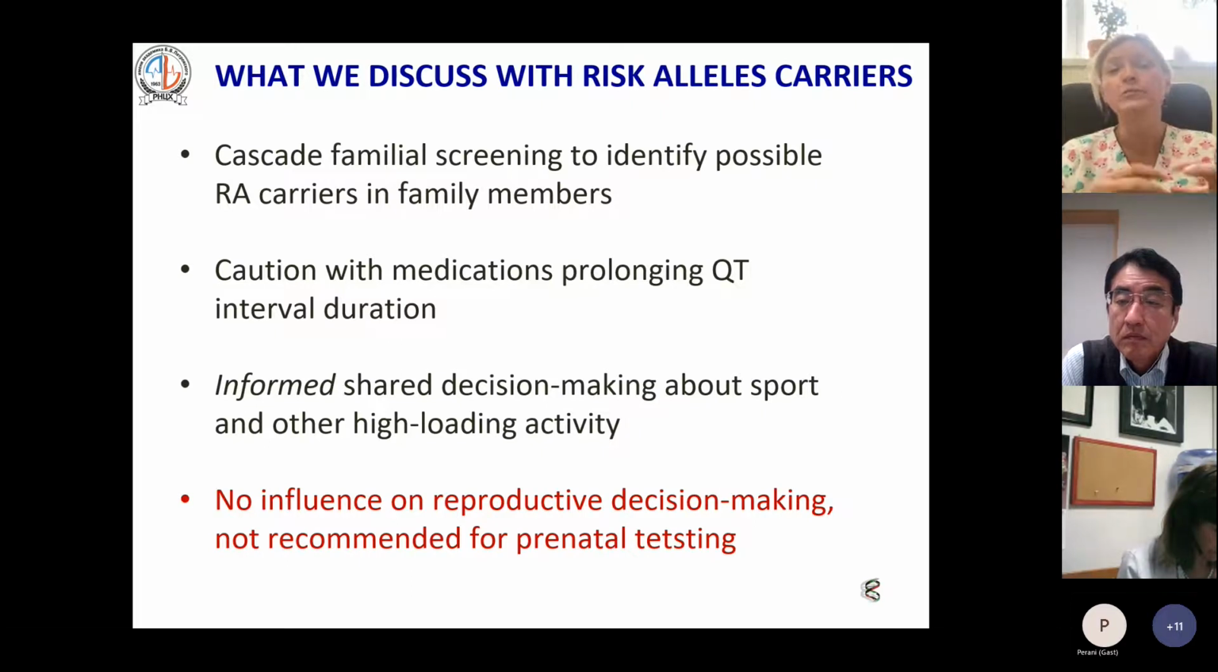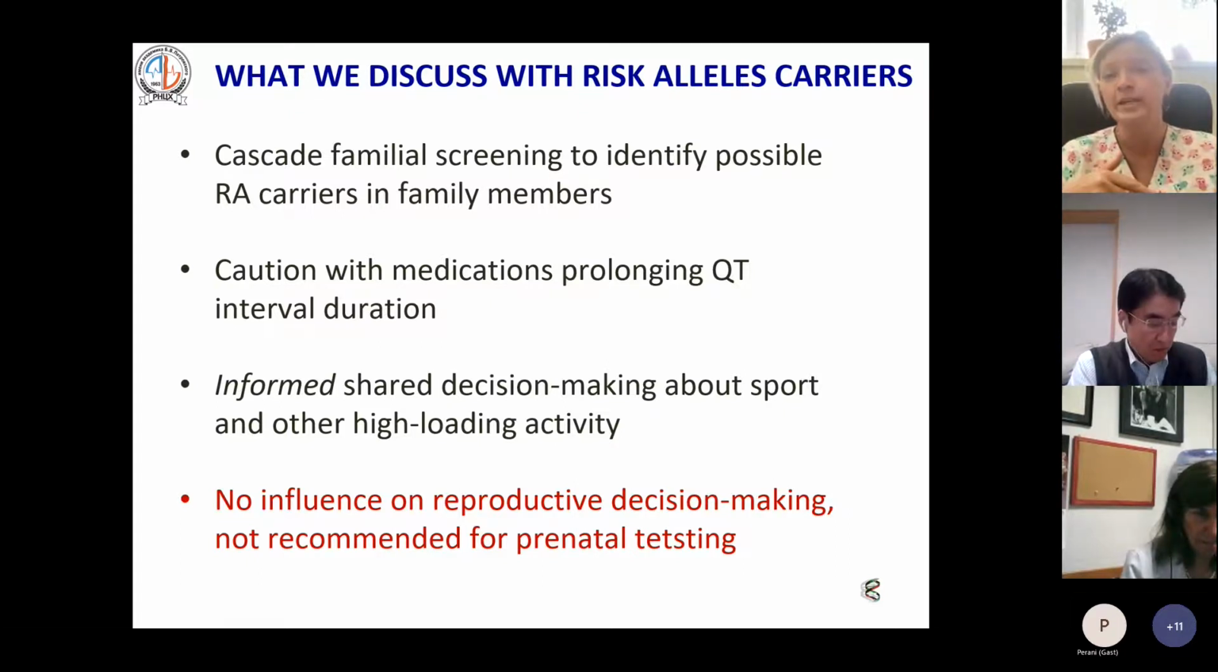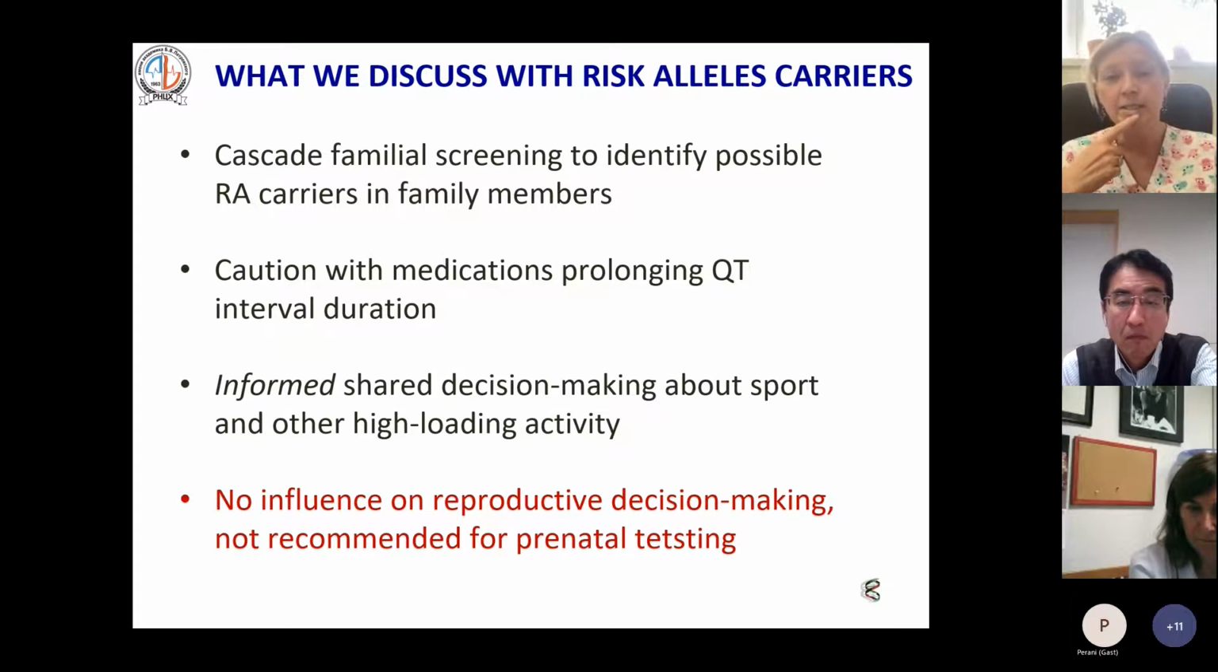We try to make informed shared decision making about sport and other high loading activity, because there is no agreement between different laboratories to include or not include variants of class 3 in the final report. Not all laboratories include variants of class 3 in the final report, so there is no information for patients, and they really cannot make an informed decision about their sport or other activity. And we insist that there is no influence on reproductive decision making, because there is another problem. If you find a high risky allele, the patient may fear that it affects reproductive function and risk for children. And next slide, please, last one.